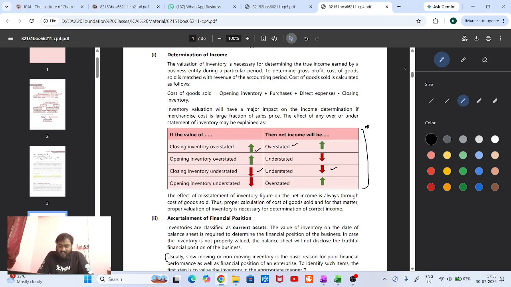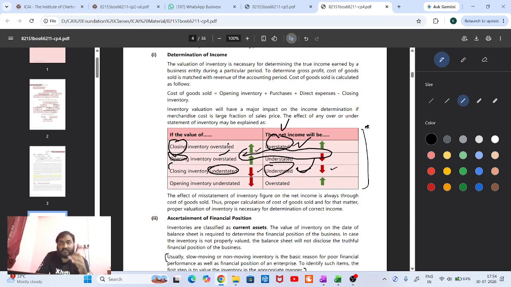On the valuation of inventory, imagine if you overstate the closing inventory, it overstates the net income. If you understate the closing inventory, it understates the net income. Okay, these two are directly related. Opening inventory is adversely related. If you overstate opening inventory, it means your debit side balances are more than your credit side balances, which means your profit becomes less or your loss becomes more. If your profit becomes less, net income will be reduced. That is what they say in the statement.